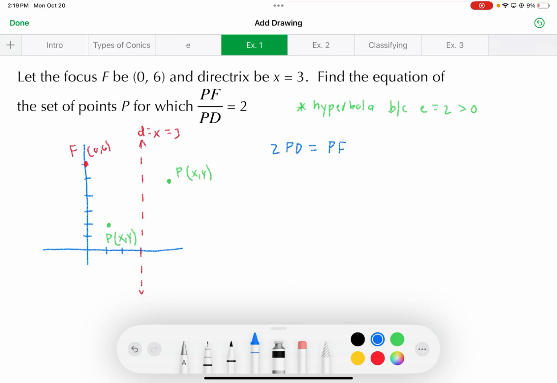Now, I want to come up with an expression or a formula to represent the distance from point P to this directrix line D, right? So I want this distance here. Well, with point P to the right of the directrix, I could find that length by simply doing x minus 3. The x coordinate of point P subtracted by the x value from the directrix of 3. But what if point P were over here? Then wouldn't the distance be considered 3 minus x?